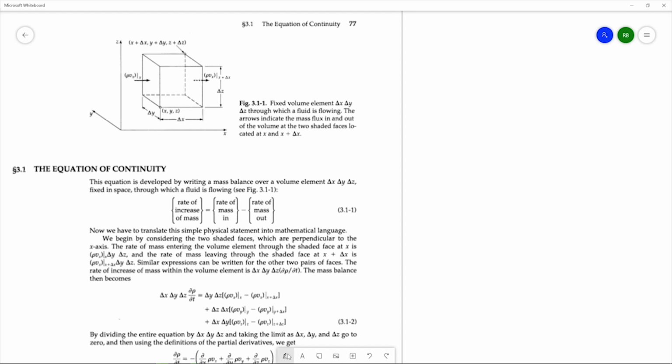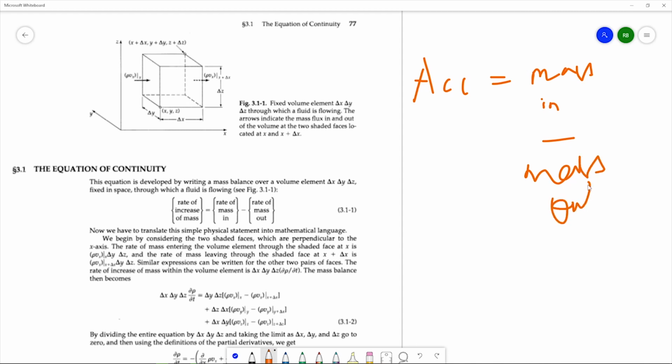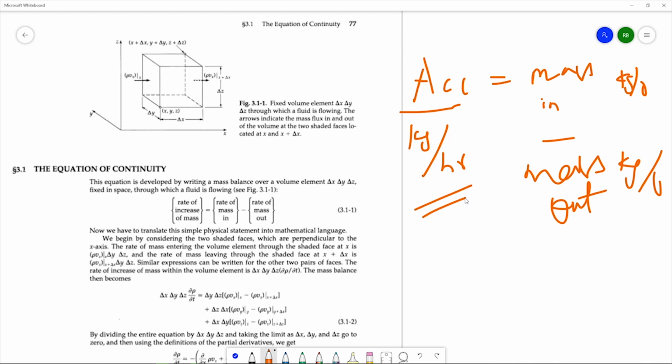The equation of continuity is nothing but a mass balance. So we have a general formula: accumulation is equal to mass in minus mass out. Only the terms will be like kg per hour, like mass flow rate. So on the left and right hand side, the units will be mass per unit time. So let's derive it.